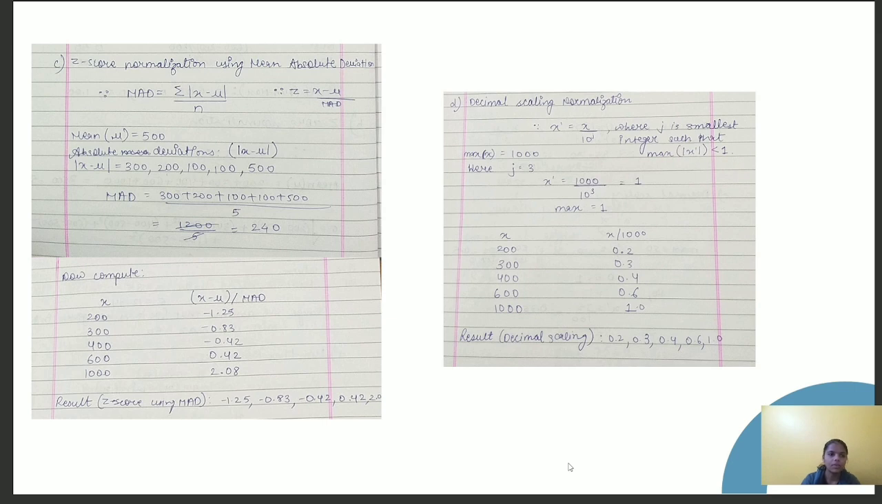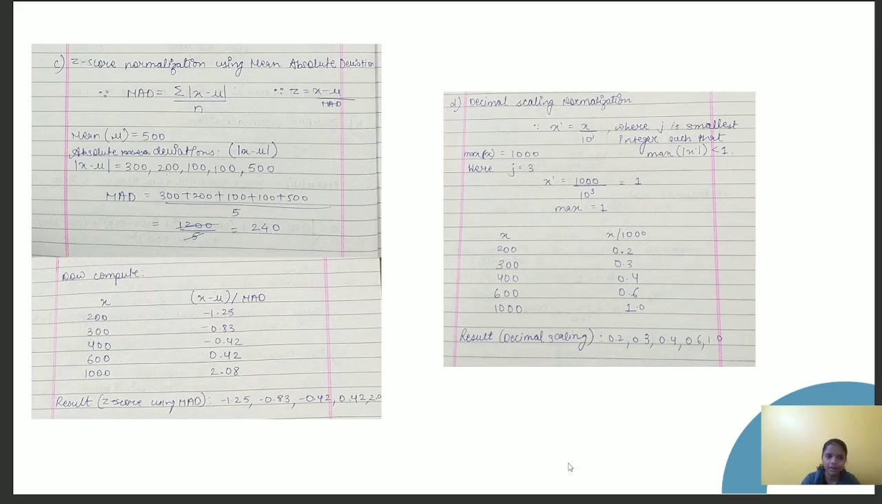Now in C we have to find the z-score normalization using mean absolute deviation. Using mean absolute deviation, we have the mean, as we had already calculated. Now to calculate the mean absolute deviation, our formula is the summation of the absolute value of x minus mu, upon n.